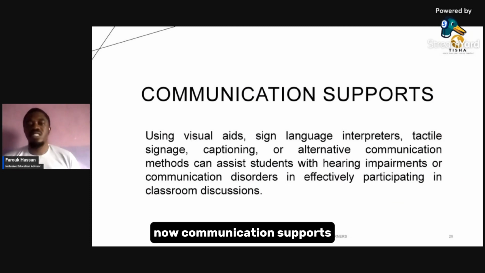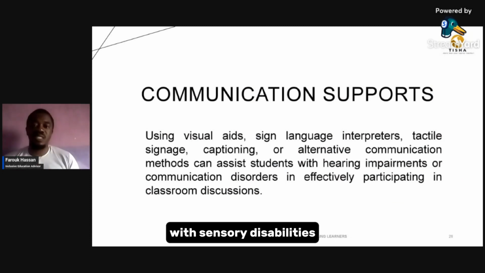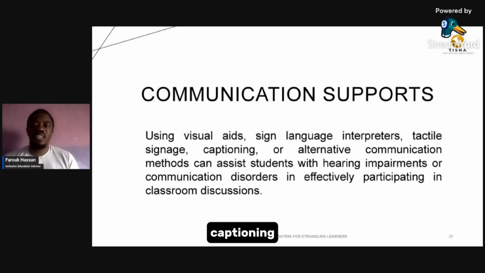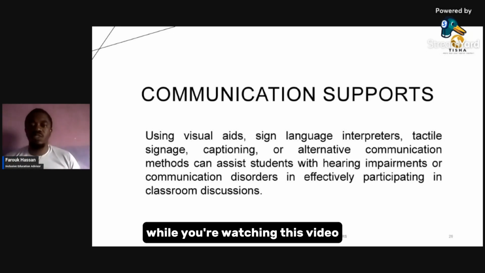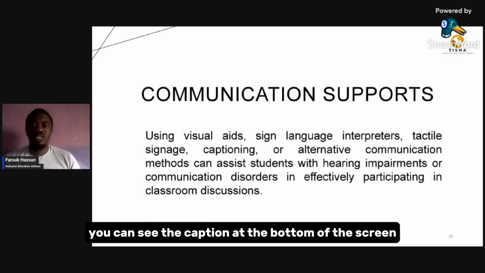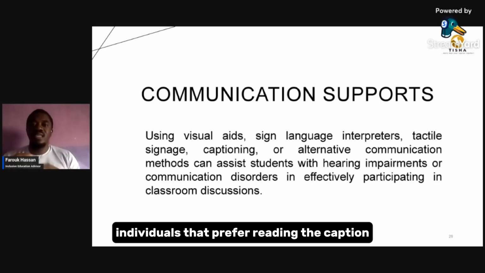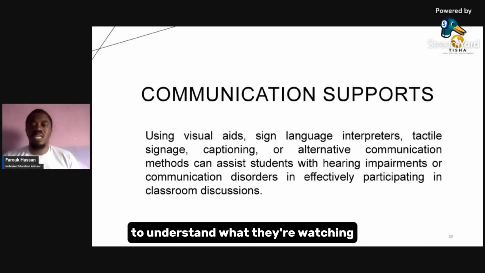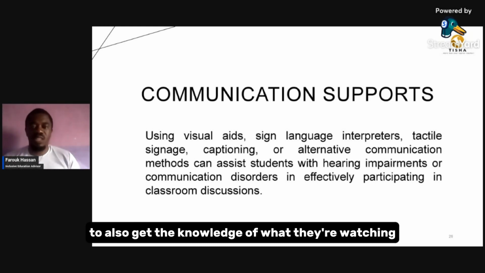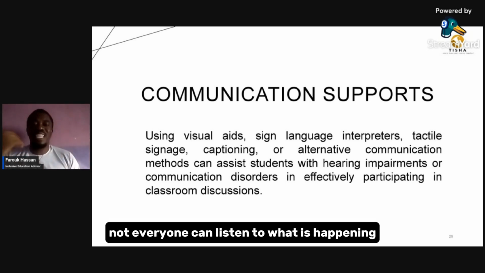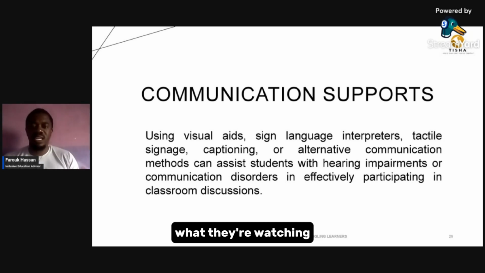Now, communication supports. These are mostly for students with sensory disabilities like hearing impairment and visual impairment. Examples of this form of reasonable accommodation are visual aids, sign language interpreters, tactile signage, captioning. For example, while you're watching this video, you can see the caption at the bottom of the screen. These are forms of communication support to allow individuals that prefer reading the caption to understand what they're watching and also get the knowledge of what they're watching. So it's very useful because not everyone can listen to what they're watching. They would rather read it. Good.